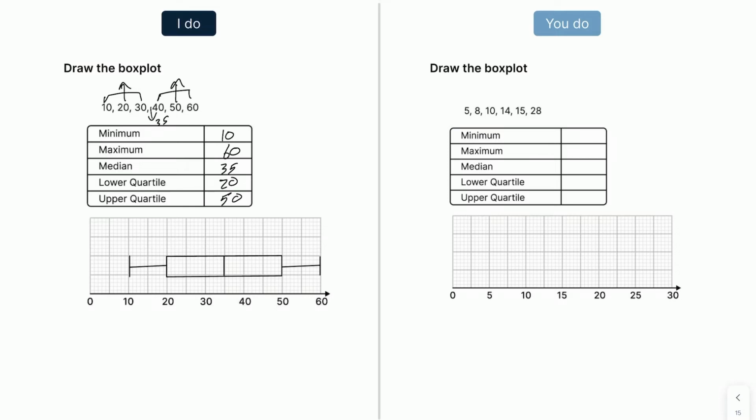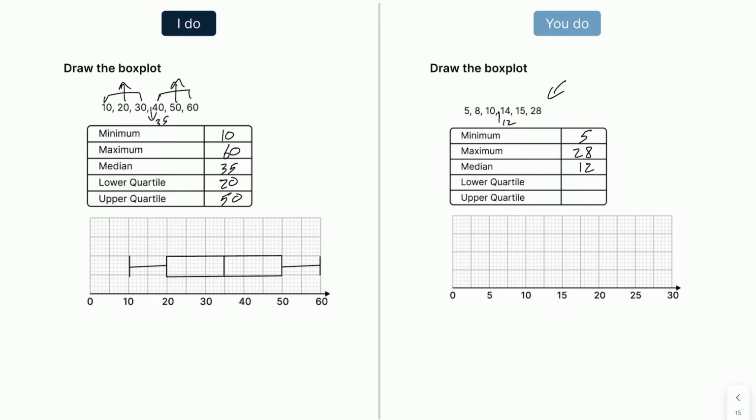So now with this one, the minimum is 5, maximum is 28. Another thing I should add here is the data does need to be in order. So all these numbers have been written in order. Sometimes they're not written in order, so you will need to put them in order first. The middle is right there, so that's the midpoint of 10 plus 14, which is 24, and I divide it by 2, so that's 12.